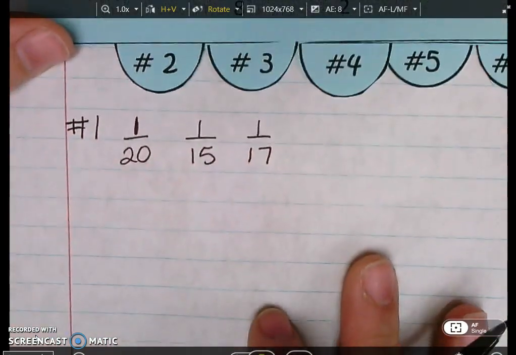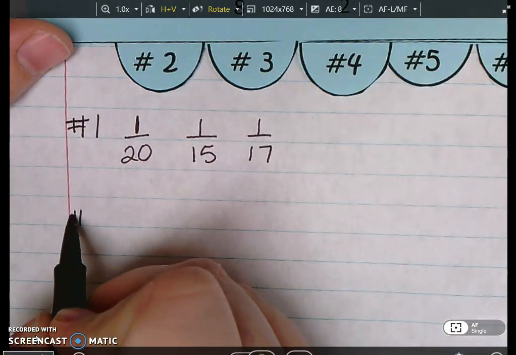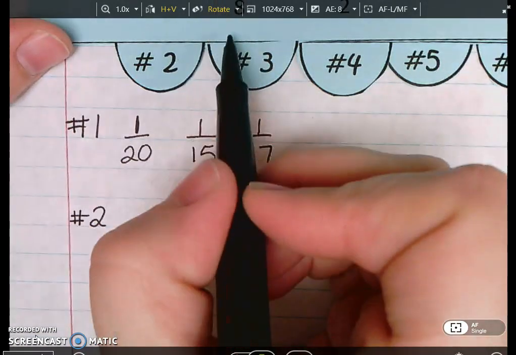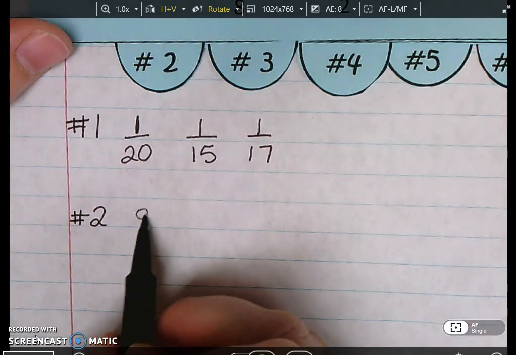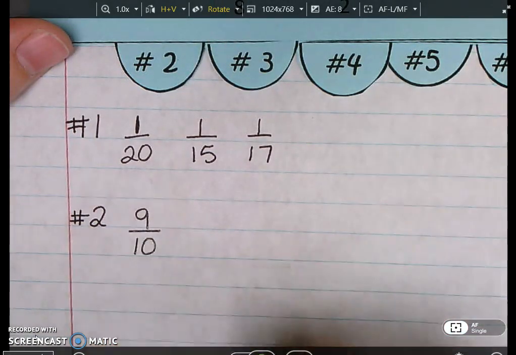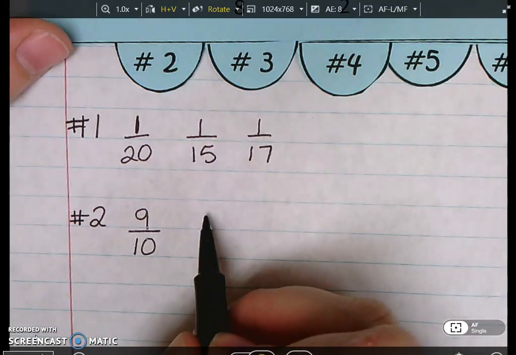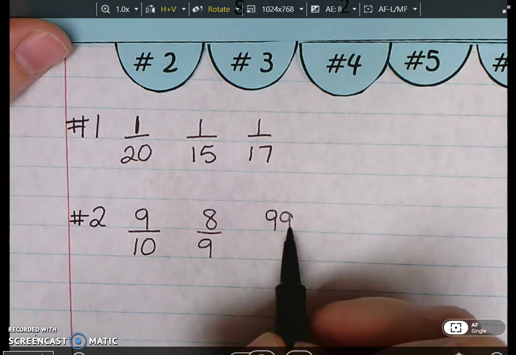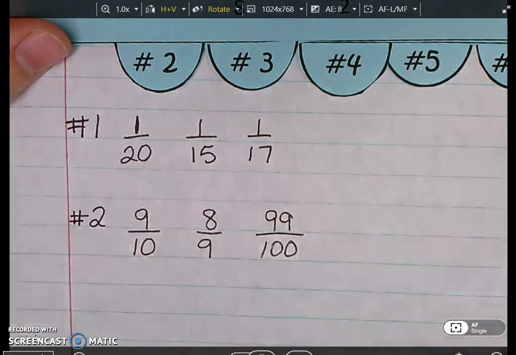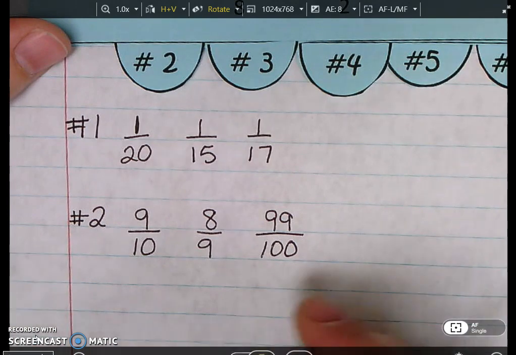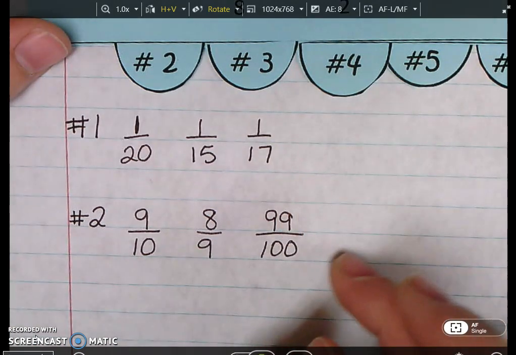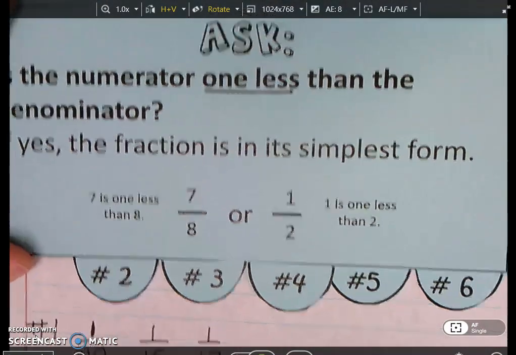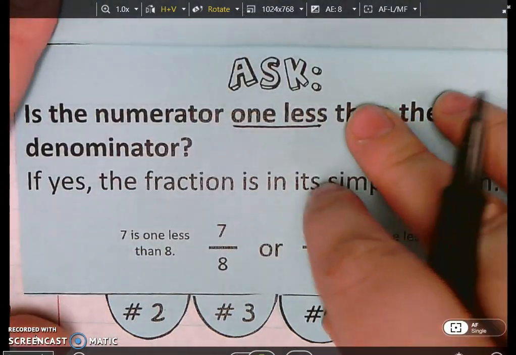So let's think about some other examples. We're talking about question number 2. So we're looking at numbers 1 away from each other, so it could be 9/10. That would be in simplest form. Or 8/9, or 99/100. Any fraction that's 1 away from each other would be in simplest form. So let's look at question number 3.